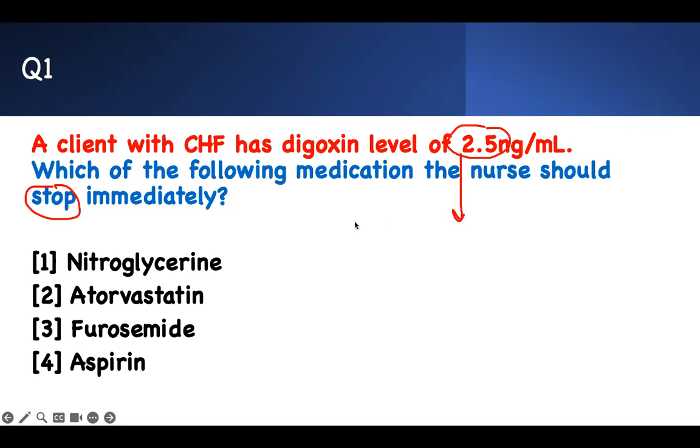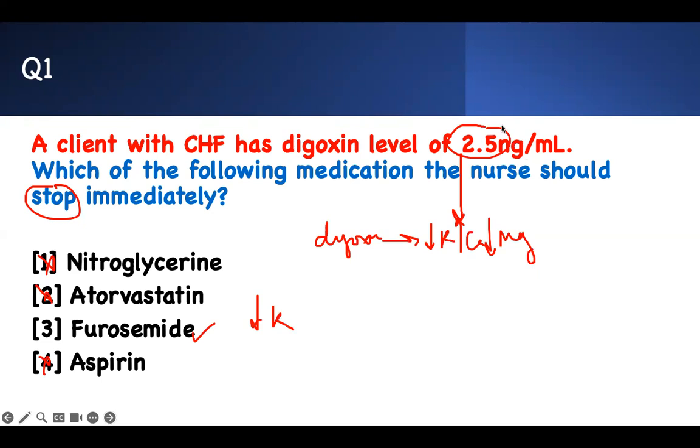If you're on digoxin, what are the things you should avoid? These are the things that you usually know are affected. Your potassium, your calcium, your magnesium are the electrolytes you worry about, right? Potassium, if it's too low, becomes a problem. Calcium, if it's too high, becomes a problem. Magnesium, if it's too low, becomes a problem. I know nitroglycerin does not affect any of the electrolytes, right? Atorvastatin does not affect any of these. Aspirin is all bleeding. Furosemide will decrease your potassium.